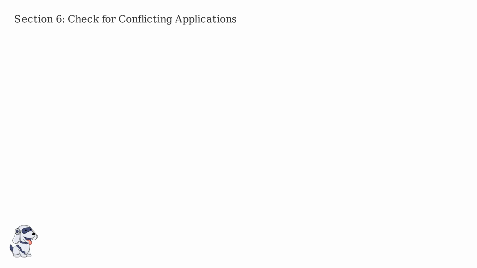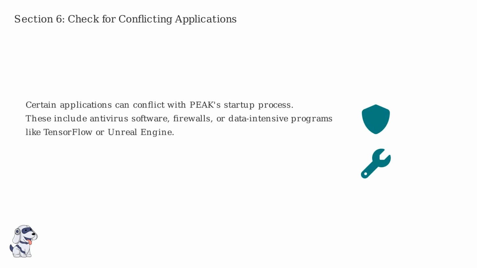Section 6 focuses on checking for conflicting applications that may interfere with Peak's launch. Common culprits are antivirus software that blocks API calls, firewalls that restrict network access, and performance tools like TensorFlow or Unreal Engine that may consume system resources or cause API conflicts.